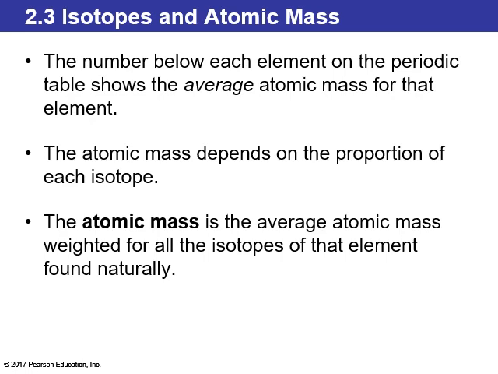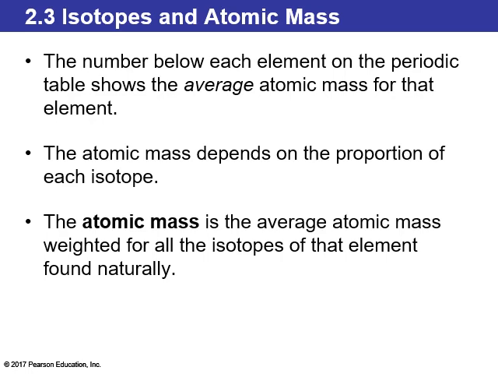So depending on what element you're looking at, take a look at carbon for me. Carbon, below the C in the periodic table of the elements, has 12.01. That is the atomic mass of carbon. The atomic mass is the average mass number weighted for all of the isotopes of that element found naturally.